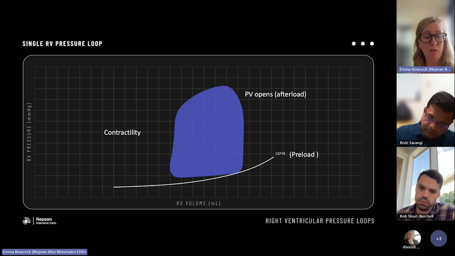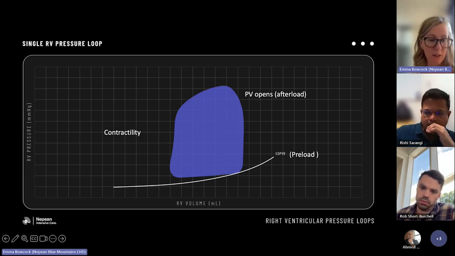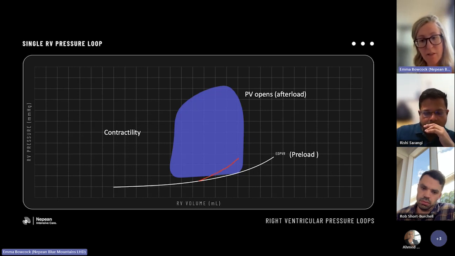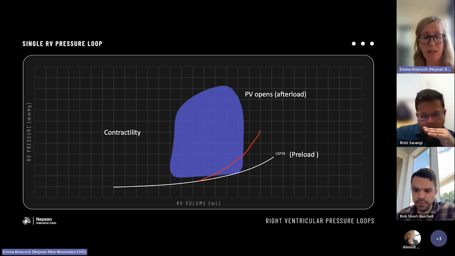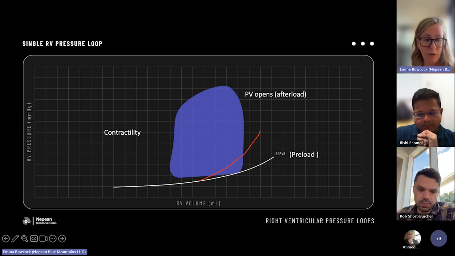So elastance is change in pressure for a change in volume. So this, if I could just use my pen, the steeper this curve, if that went up like this, for example, that would be a stiff right ventricle. Okay, so you're getting a really high change in pressure for the same change in volume. Okay, so that's how that one would look.